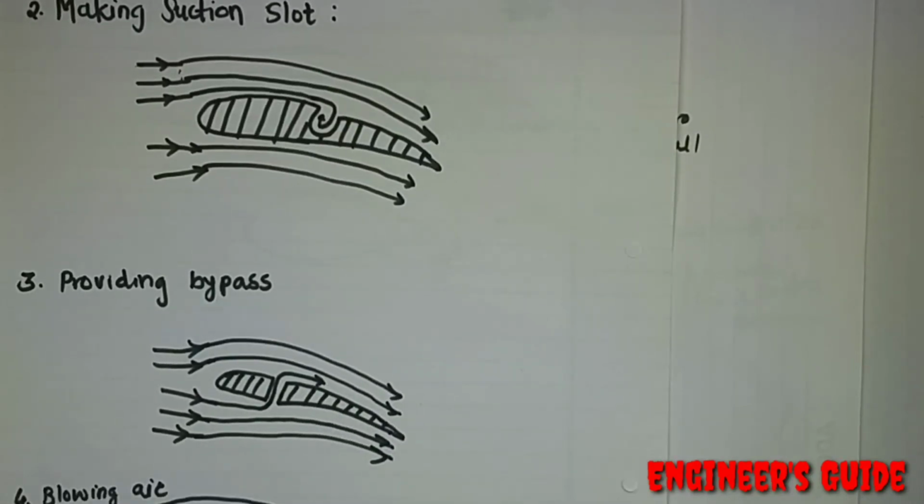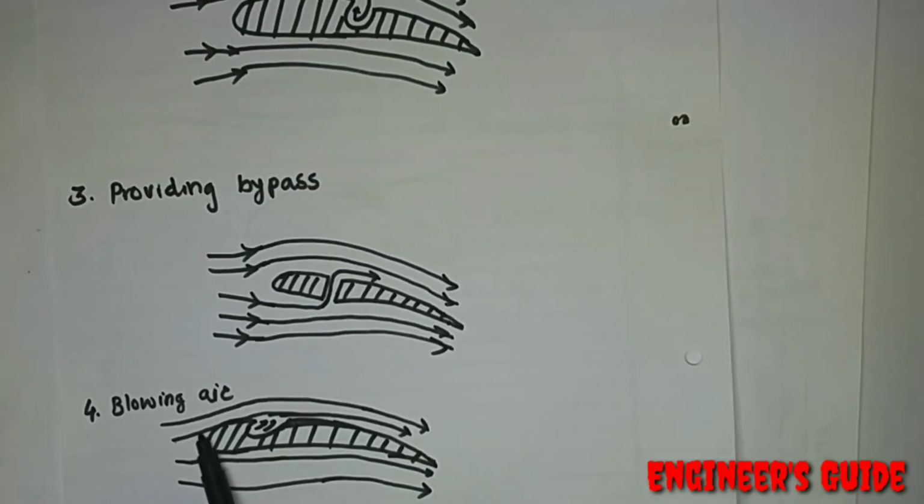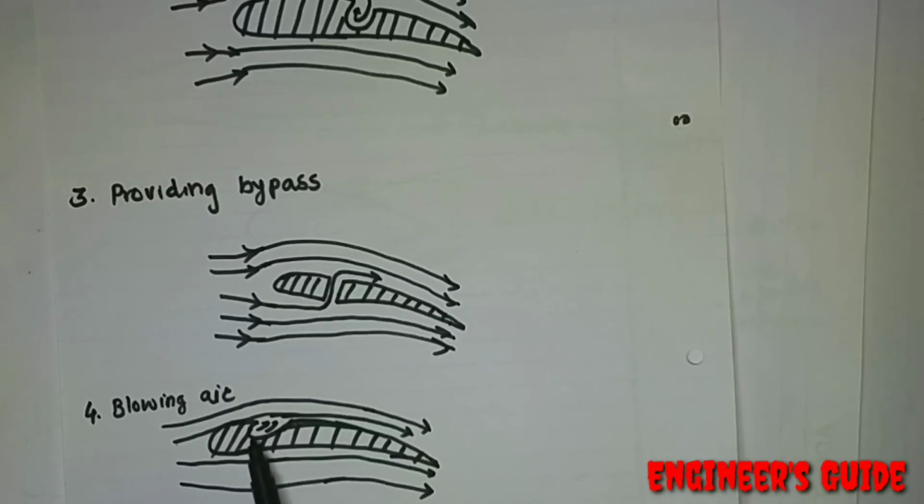Now we'll see the next method, blowing air or blowing a jet. You can see in this figure, near the boundary layer separation point, a blower mechanism is used. It blows the air into the fluid layers so that it energizes the fluid layers near the surface and the separation point will move forward, right? And blowing air will take an extra energy source from outside, so it comes under the active flow control technique, right?